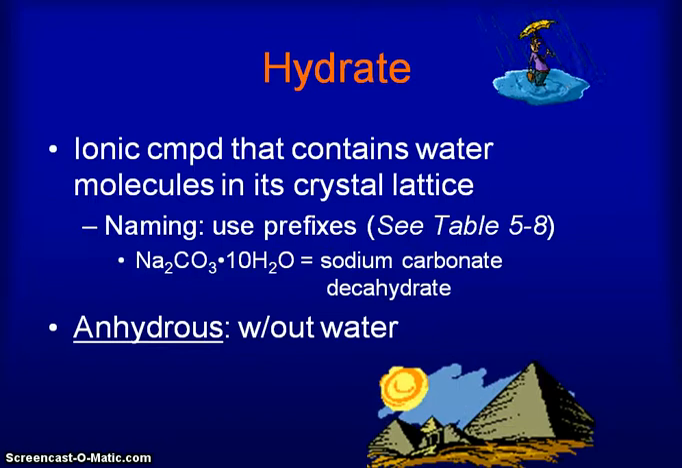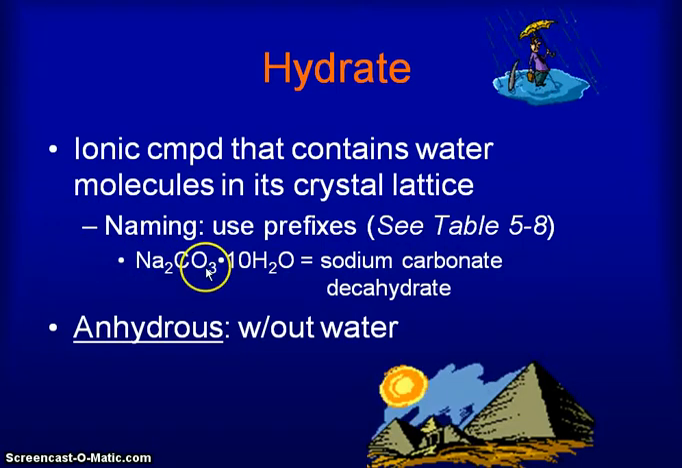Now hydrates are compounds that we're going to be using in lab. A hydrate is an ionic compound that has water molecules attached to its crystal lattice structure. So it looks like a solid, just a normal solid that you are used to seeing, but it actually has water attached to it.